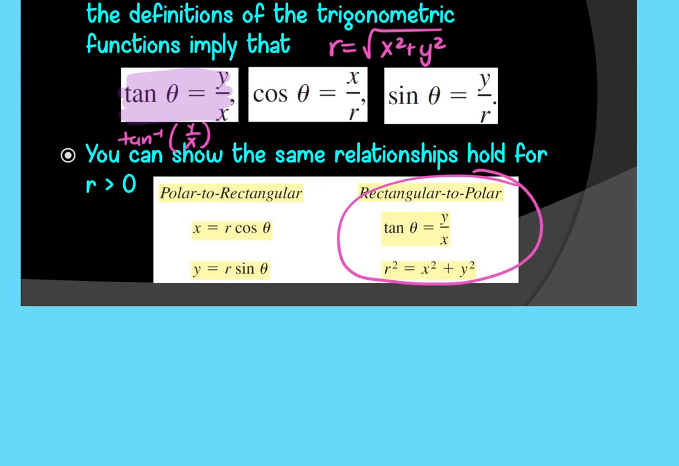The other direction is polar to rectangular. So if I start in polar with your r theta, you do x equals r times the cosine of theta and y equals r times the sine of theta. Theta would be unit circle base, so you would then figure out your cosine and your sine from your x and y coordinates, and then you multiply it out.